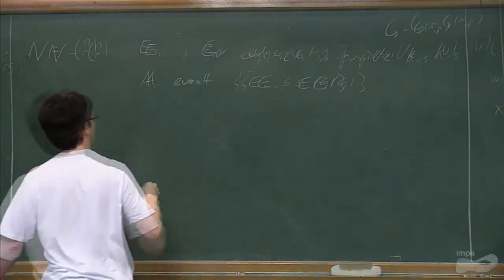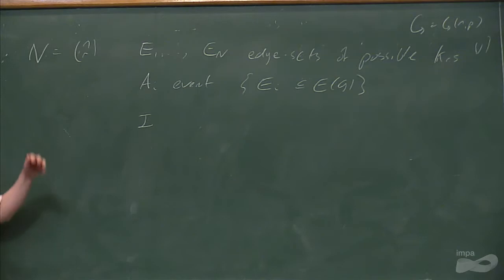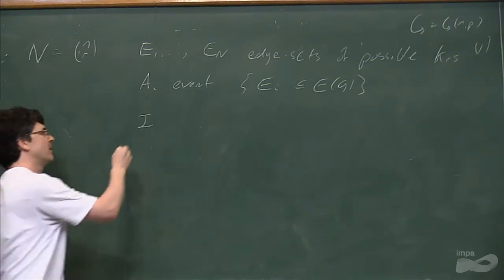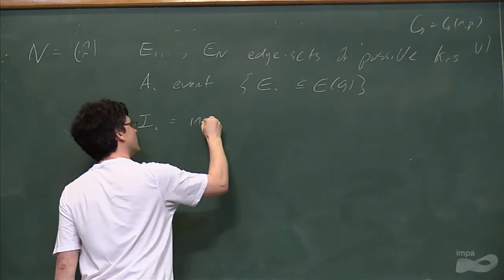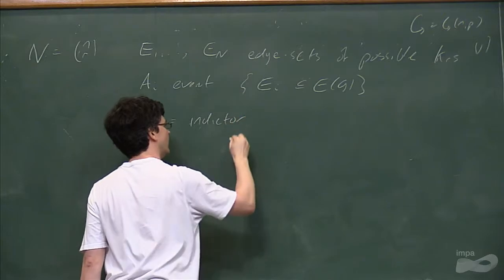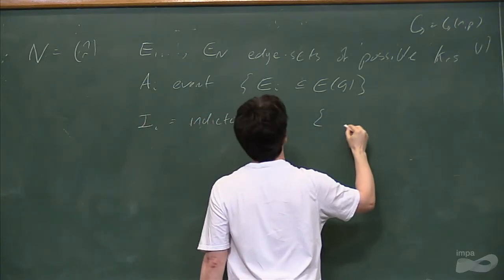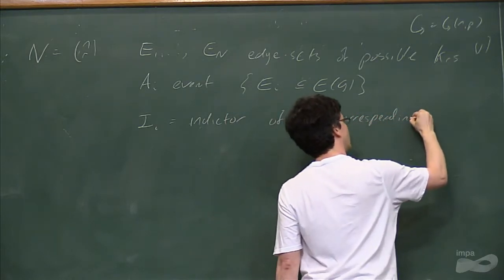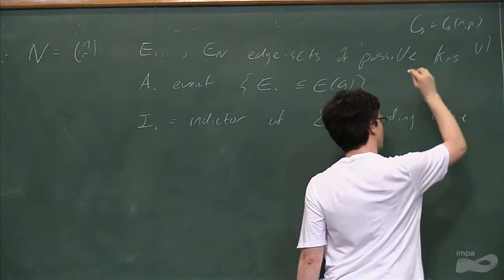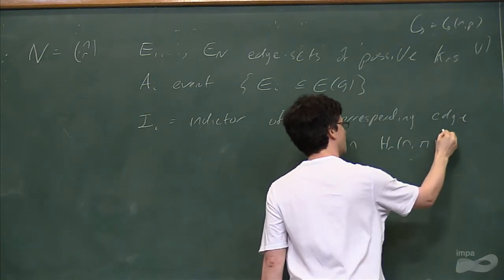OK, and on the other hand, we've got an event, but I prefer to talk about an indicator function. It's just slightly more convenient also to separate the two. So we've got GNP and we've got the hypergraph. So I'm going to have I_i be the indicator function, so just 1 or 0, of the event that the corresponding edge is present in the hypergraph. So corresponding to e_i is in H_{r,n,pi}.